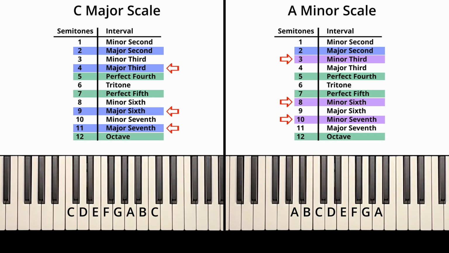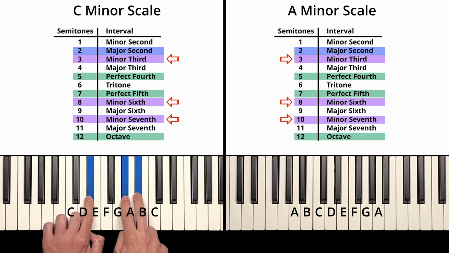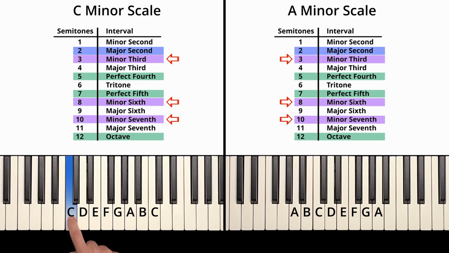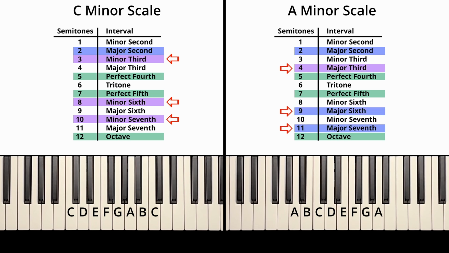This means that if we want to turn our C major scale into a C minor scale, all we have to do is lower these 3 notes by a semitone. So a C minor scale looks like this. Likewise, we can transform our A minor scale into major by raising these 3 notes.